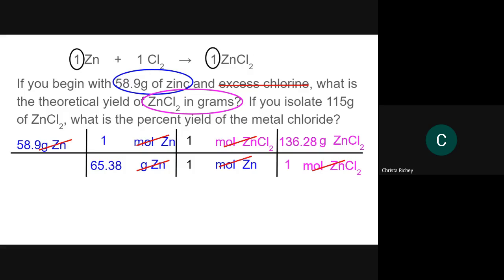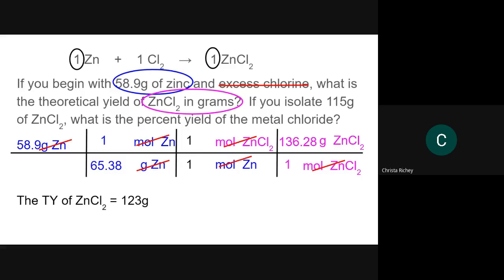So the ones don't affect anything. And I just didn't cross them out. You can cross them out if you want to. You would do 58.9 times 136.28 divided by 65.38. I am going to round it to 3 numbers total. So it's going to round to 123 grams. That's my theoretical yield. That's what TY stands for.